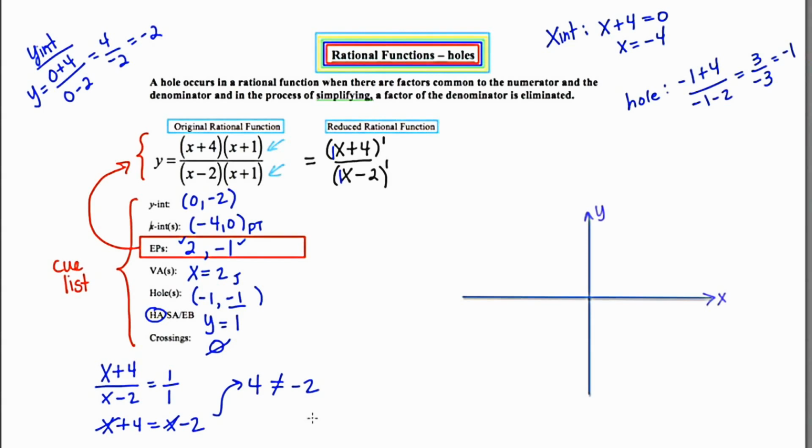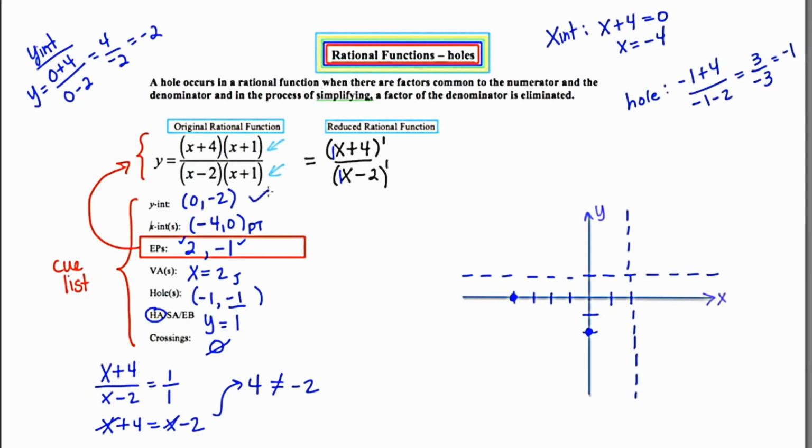When I go to graph a rational function, the first thing I like to graph are the VAs and the HAs. It sort of gives me a structure to work around, a framework. So I'm going to start with the VA x equals 2. Okay, the next thing I'm going to put in is the HA, and the HA is at y equals 1. Okay, so I got those out of the way. The next would be the y-intercept, which is (0, negative 2). Got that out of the way. Let's do the x-intercept at (negative 4, 0). Got that out of the way.